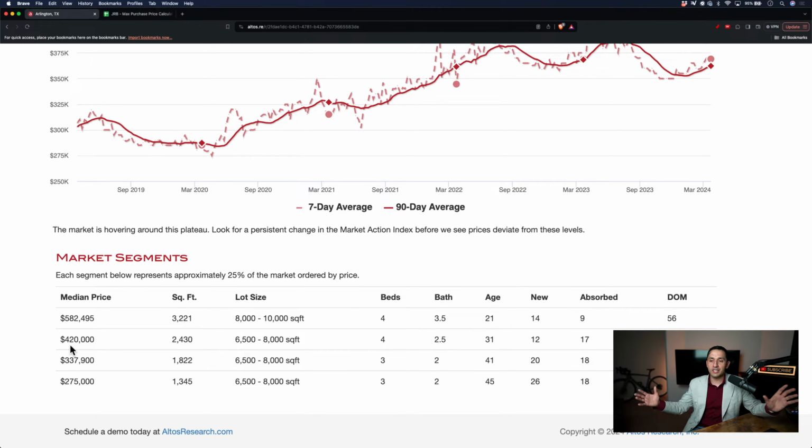All right, so for our purposes today, we have our marching orders. We're trying to buy a home in Arlington, Texas for $420,000. It's going to be about 2,400 square feet, 4 beds, 2.5 baths. That is the mission for today. How much do we need to earn in order to purchase that type of property?